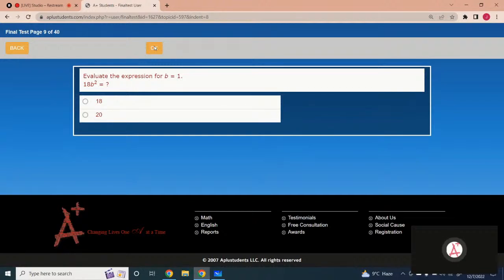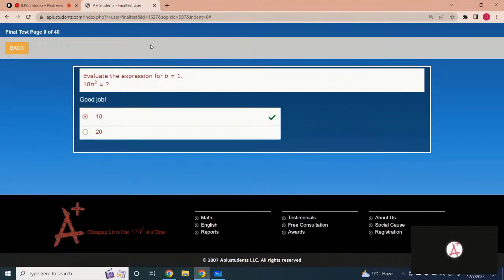Okay, evaluate the expression for B equals 1. So which option is the correct one? 1 squared is also 1, so 18 times 1 is 18. Got it? Yes, very good. The correct option is 18. Just select the correct option, then click on the OK button.